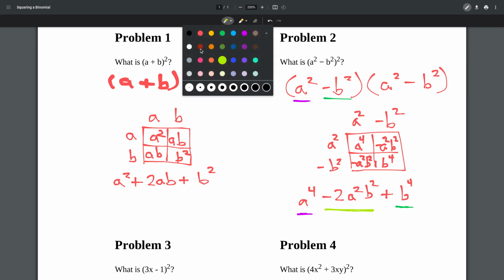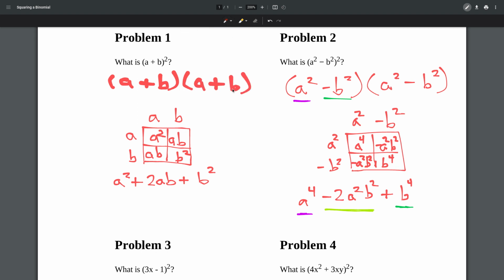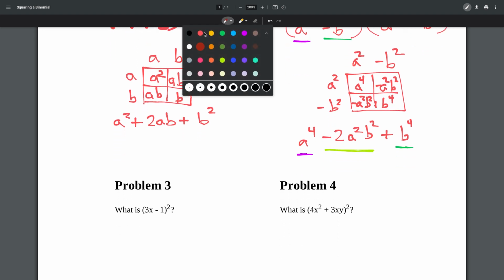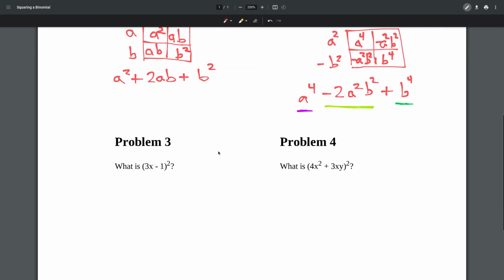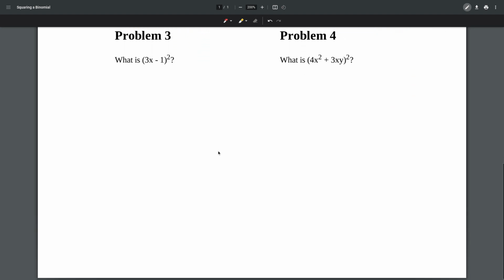Okay, so let's go back to a brighter color here. Maybe back to the original that I had. Yeah, that'll work. Okay, so problem 3. We have what is 3x minus 1 squared? Okay, so let's take this 3x. We're going to square that. That's going to give us 9x squared. We're also going to square the negative 1. That's going to be a plus 1 here.